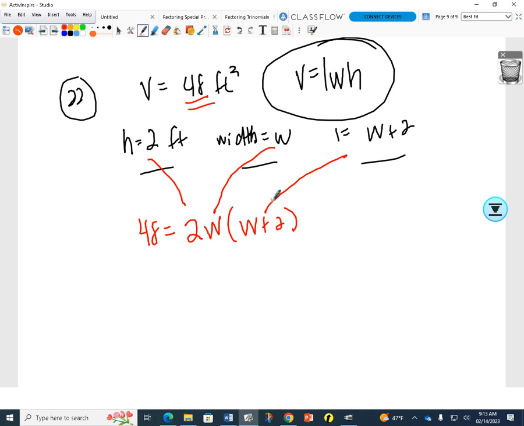All right. So now I can solve for W. W is just like my X in a quadratic equation. That variable in a quadratic equation doesn't matter. We're going to solve for W. But first, we want our quadratic equation in ax squared plus bx plus c equals 0 form, right? So I'm going to multiply 2w times w and get 2w squared. 2w times 2 and get 4w. I don't like it in that order, so I just switched it around there. So 2w times w is 2w squared. 2w times 2 is 4w equals 48.